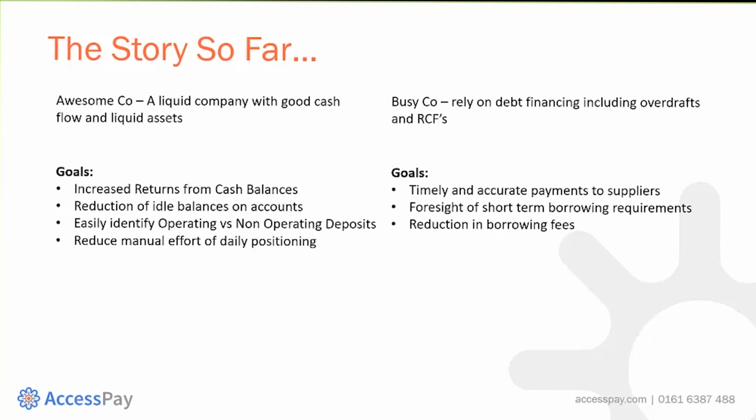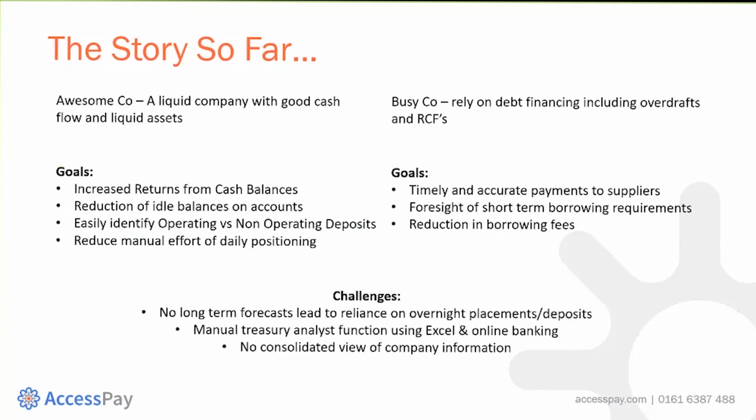Okay, so some of the goals that each of the companies would want to get out of this are on screen now. What you should be seeing is really for Awesome Co, who are very cash rich and liquid. They're looking for increased returns on their cash balances, a reduction of idle balances on their accounts, being able to easily identify operating and non-operating deposits, and to reduce the manual effort around their daily positioning. Busy Co, in contrast, are looking for timely and accurate payments to their suppliers, foresight for short-term borrowing requirements, and a reduction of borrowing fees.